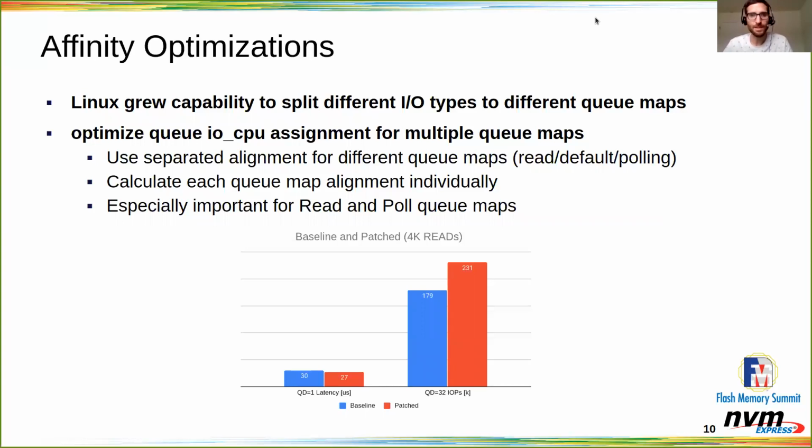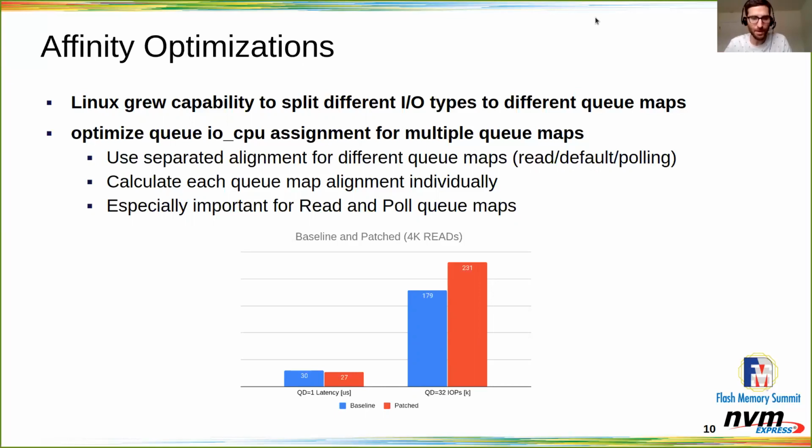What we did is use separate alignment for different queue maps, each starting with 0, so they're accounted individually and not combined all together. This achieves a very good alignment, which is what you want, between the application and the I/O thread, regardless of the queue map that the I/O ends up landing on.